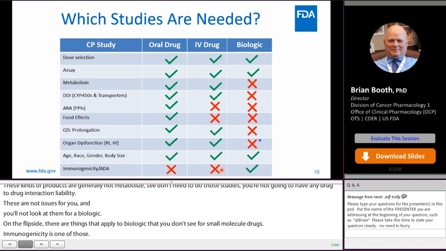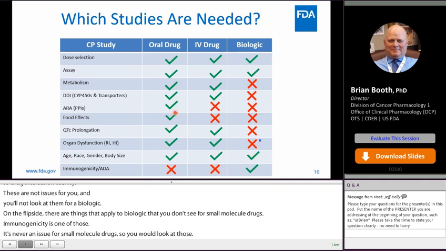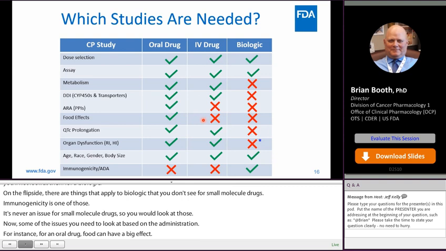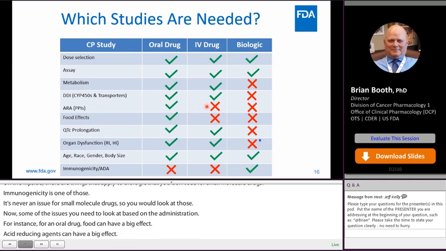Now, some of the issues you're going to need to look at are based on the route of administration. So, for instance, for an oral drug, food can have a big effect, and acid-reducing agents can have a big effect. But if you take that same drug and you make an IV formulation out of it, then the impact of food goes away, as does the acid-reducing agent impact. So you wouldn't need to do those studies there or for biologics, for instance.